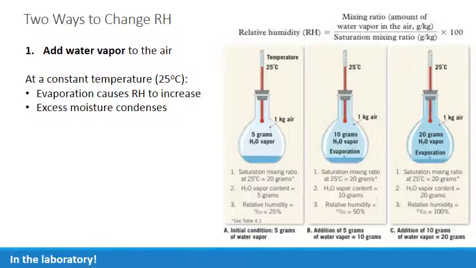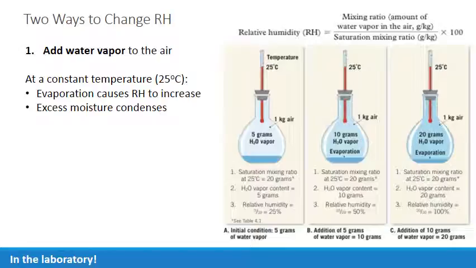Because relative humidity is based on the air's water vapor content, as well as the amount of moisture required for saturation, it can change in one of two ways. First, relative humidity changes when water vapor is added to or removed from the atmosphere.